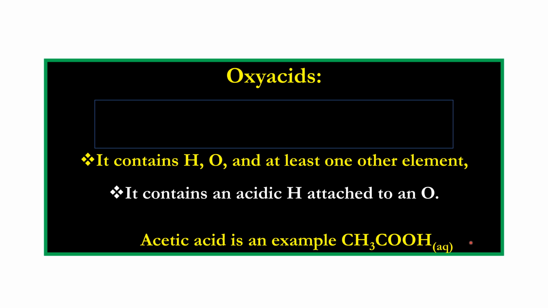So an oxy acid contains oxygen, an acidic hydrogen, and at least one other element. In the case of acetic acid, that acidic hydrogen is this hydrogen. This is the oxygen. It has two oxygen atoms, and it also has one other element, which is carbon. So this is a good example of an oxy acid. And remember, an oxy acid contains oxygen, an acidic hydrogen, and at least one other element.